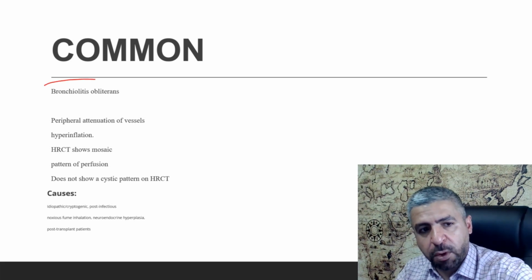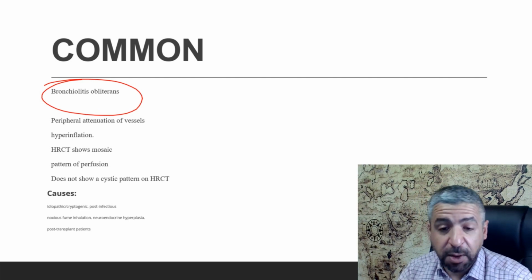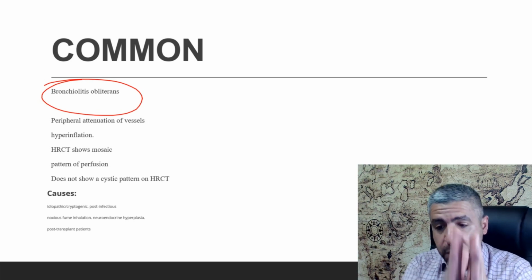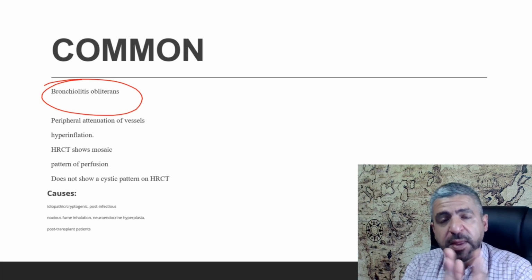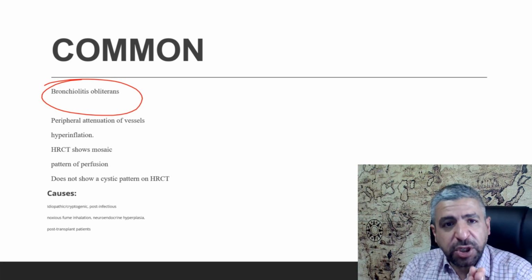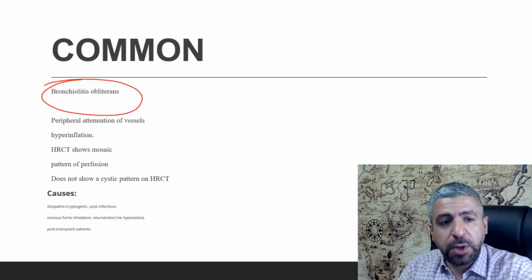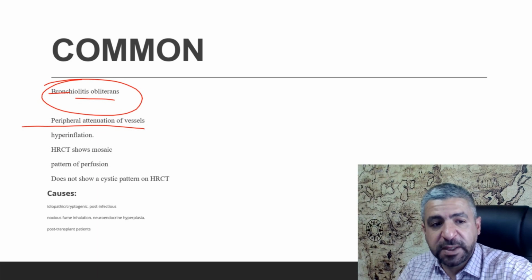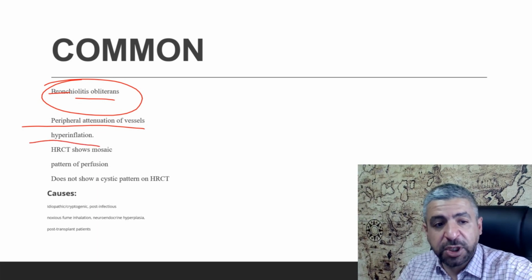So the second common reason of cystic air appearance of the lung is what we call bronchiolitis obliterans, also known as obliterative bronchiolitis. It's due to inflammation of the mucosa of the bronchi. This will result in narrowing of the lumen and obliteration of the bronchioles, and that's why we call it bronchiolitis obliterans.